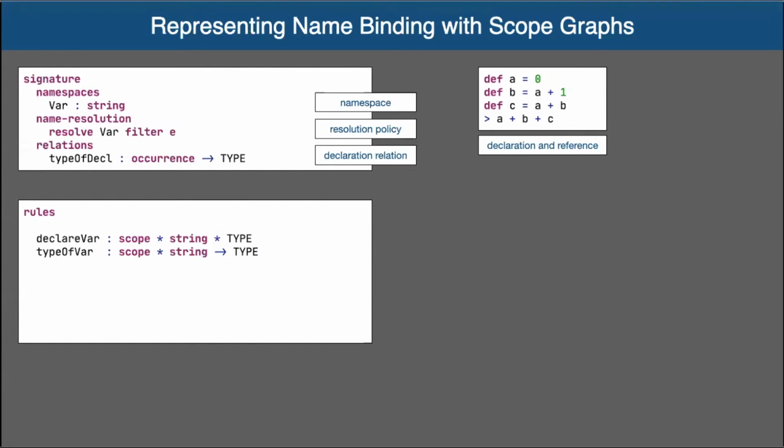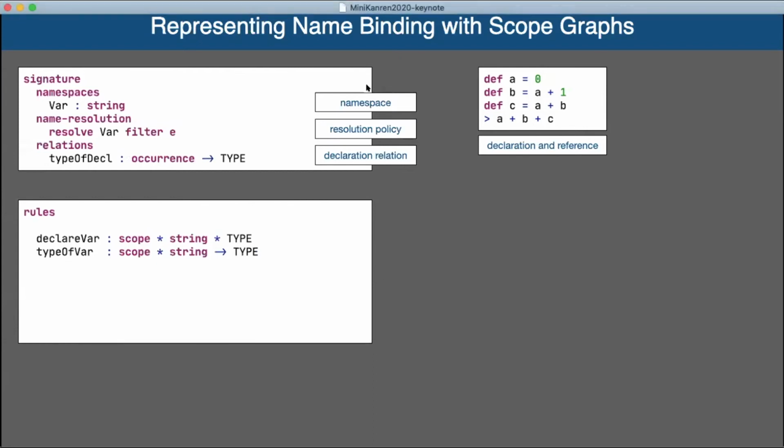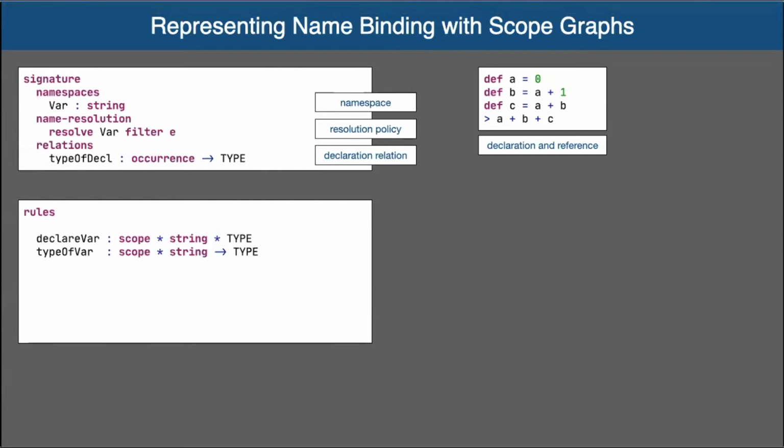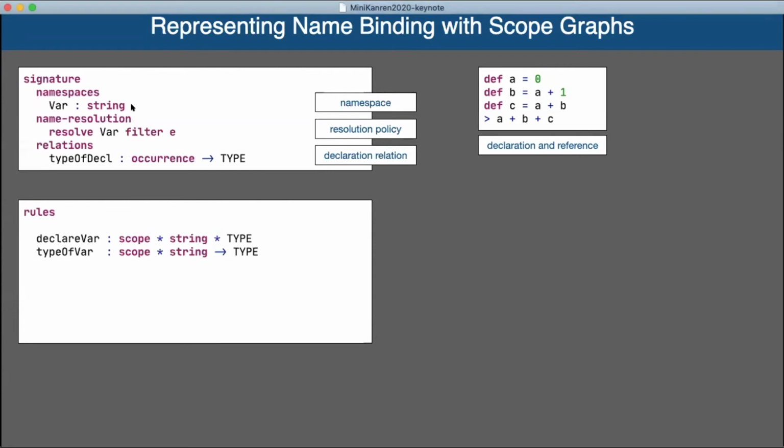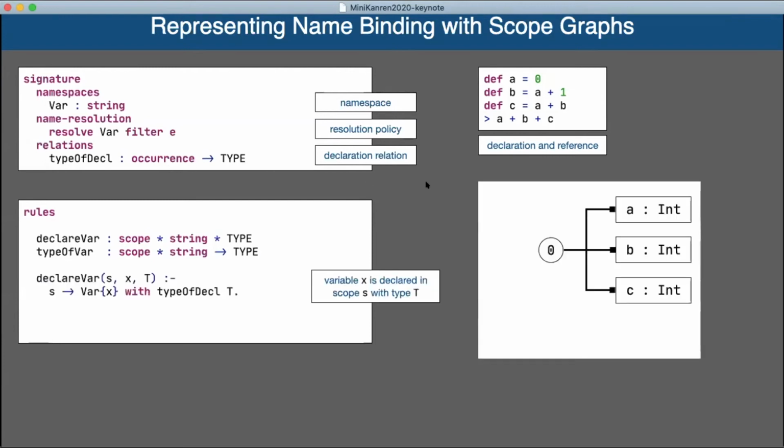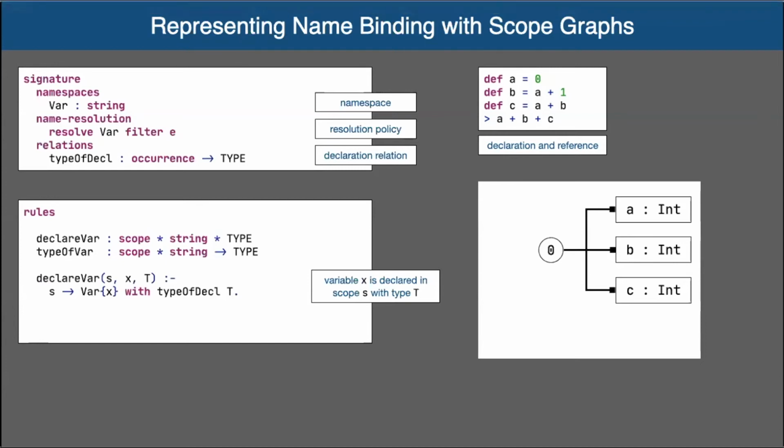And then what we do is define a name resolution policy that consists of a namespace. So we want to maybe distinguish variables from modules or other kinds of names. So that's what the namespace is about. We have a resolution policy, which is for now just E, the empty policy. And we have a declaration relation that relates occurrences of names to types. All right, and then we want to define these predicates.